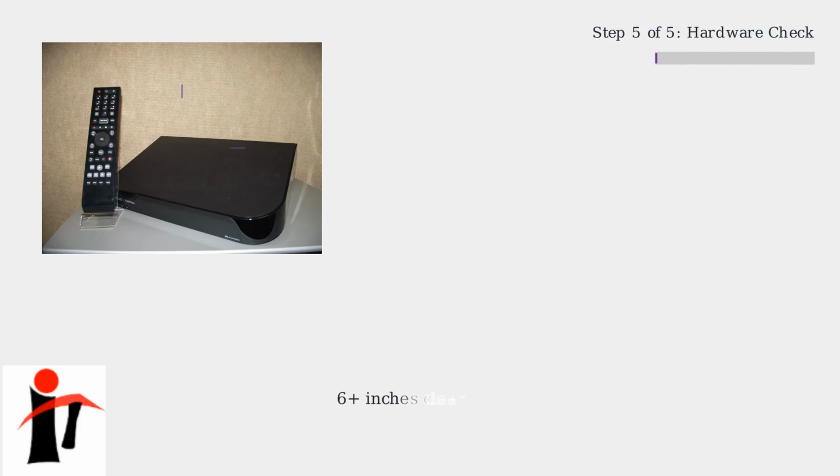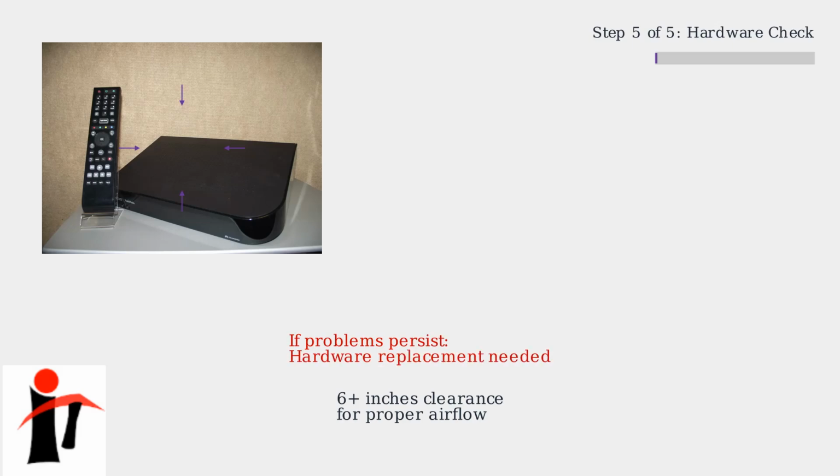Finally, Step 5 addresses hardware issues. Ensure your box has adequate ventilation with at least 6 inches of clearance around it. Overheating is a common cause of freezing. If none of these steps work, it may indicate hardware failure requiring replacement.